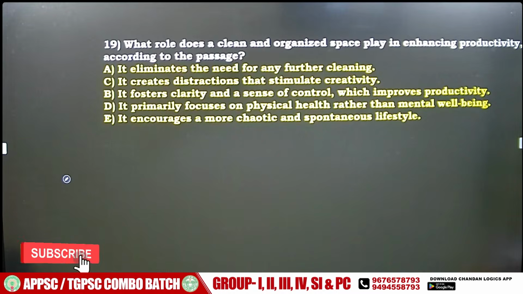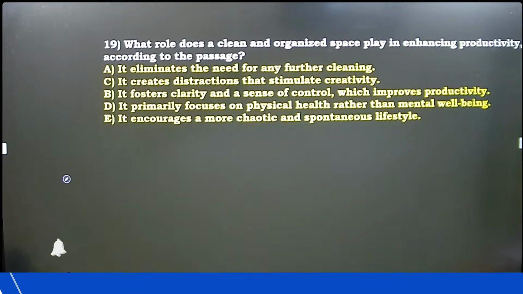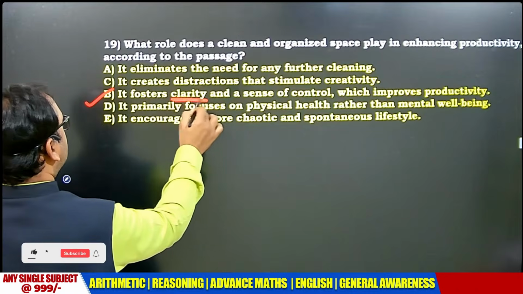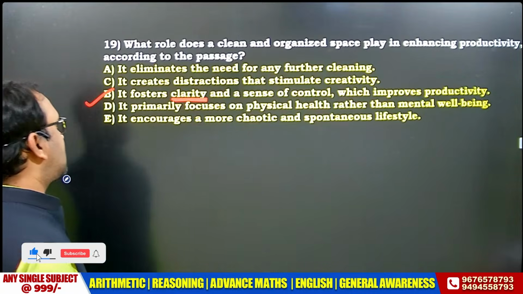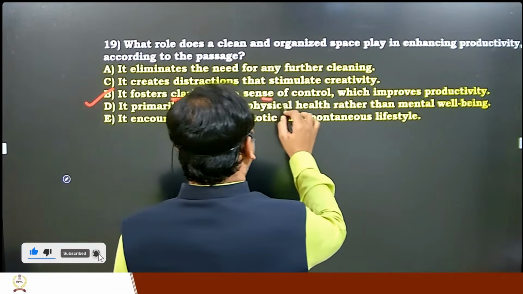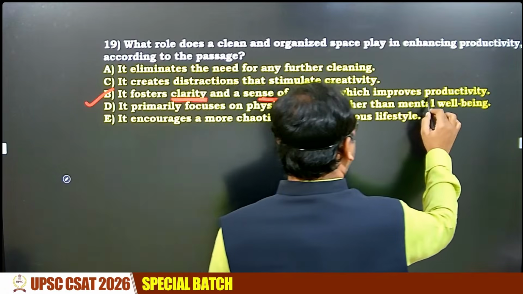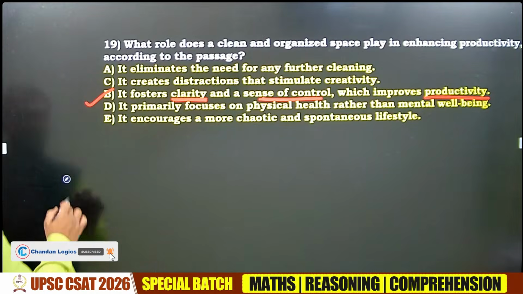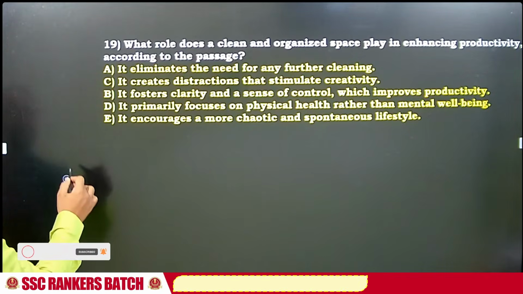So what is the advantage, my dear friends? The advantage is it fosters clarity. If your house is very neat and clean, it fosters clarity and you will have some good sense of control, and naturally you will have a good productivity. That is the meaning of the sentence.